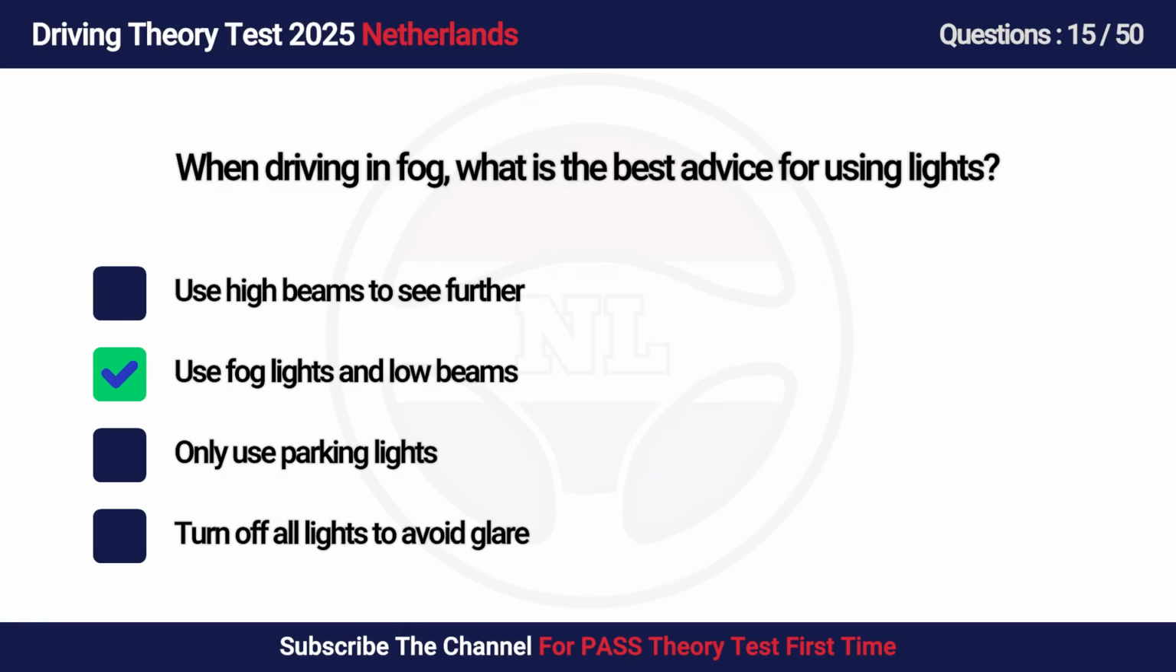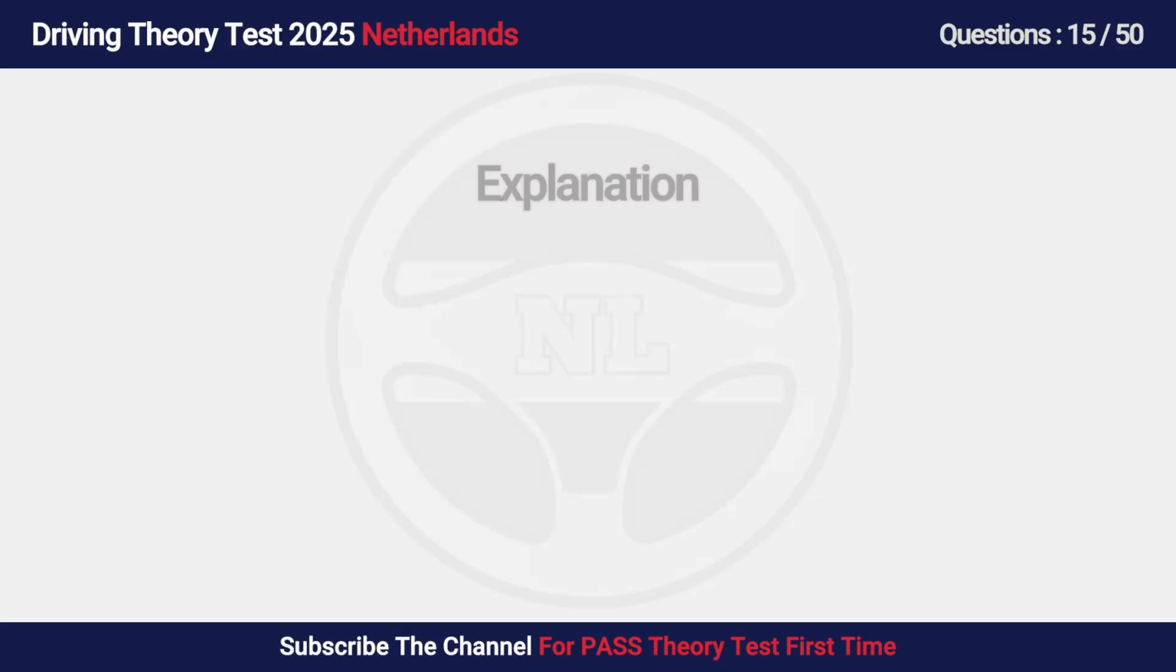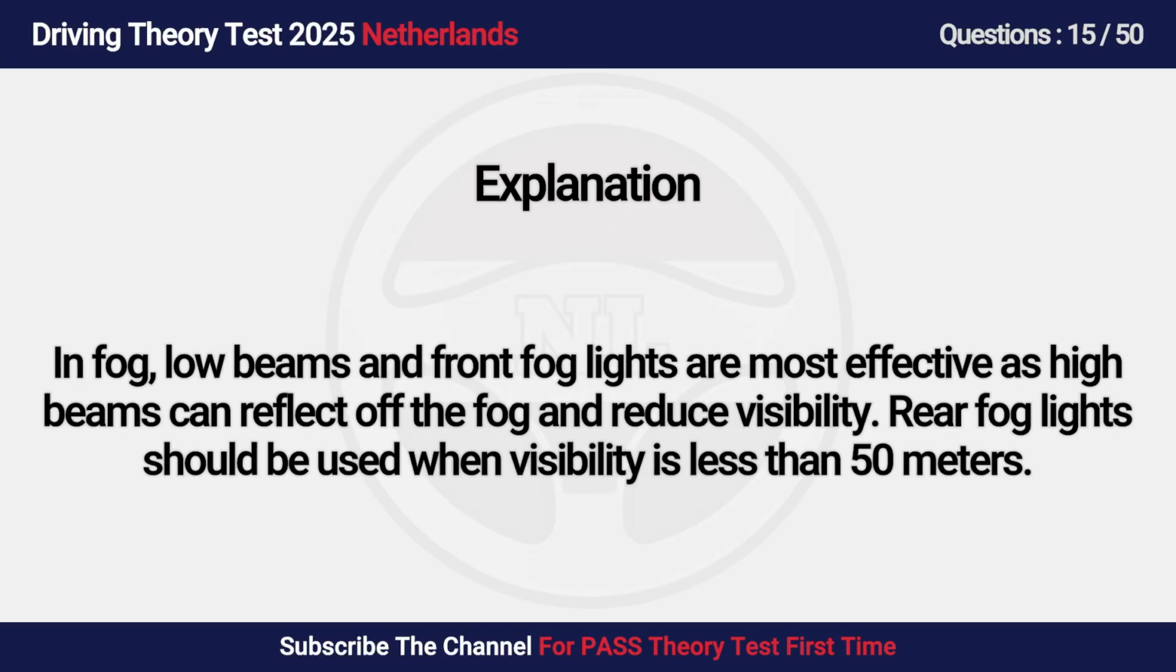Answer is B. Use fog lights and low beams. In fog, low beams and front fog lights are most effective, as high beams can reflect off the fog and reduce visibility. Rear fog lights should be used when visibility is less than 50 meters.